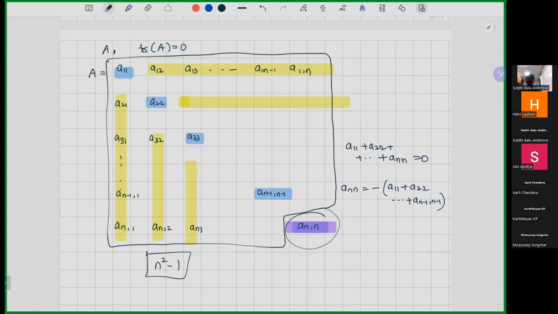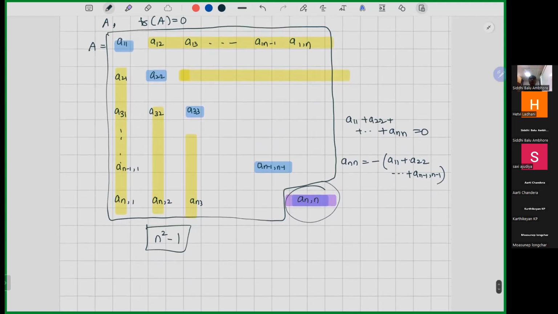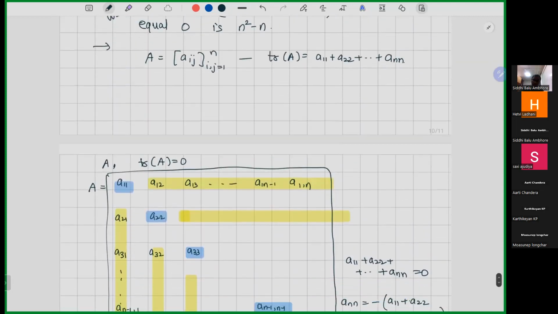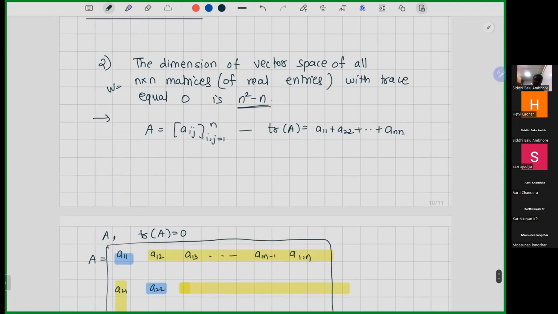Does anyone still have doubt, like why this is n square minus 1 and not n? Because we are only making this purple, or whatever this color, element dependent on the others. The rest are contributing to my basis. Okay. So the dimension is n square minus 1. So this becomes false, because here they are saying the dimension is n square minus 1. So this is false. Okay.